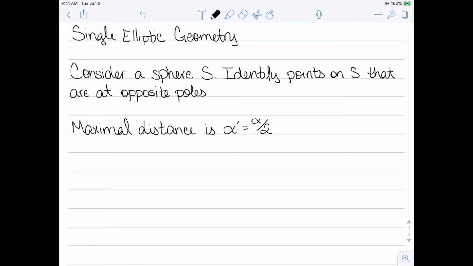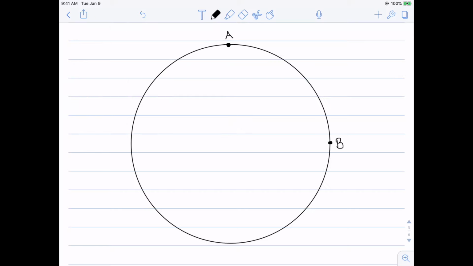So let's try to visualize why this is the case. Here's my circle, which is a line on this sphere. We're going to let B be a quarter of the way around the great circle from point A. So this is actually distance alpha over 2. If I take a point P, we'll say here, and I move that point closer and closer to B, then the distance between A and P is getting closer and closer to alpha over 2.